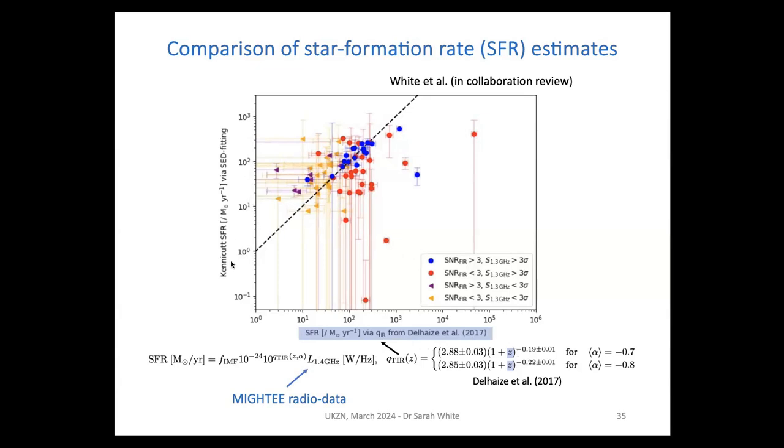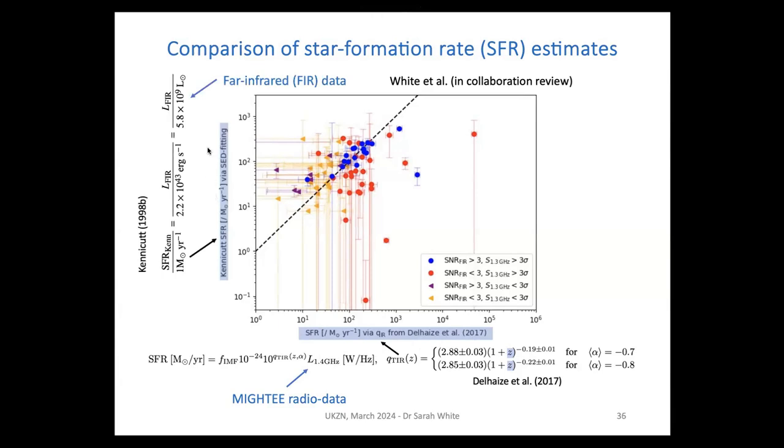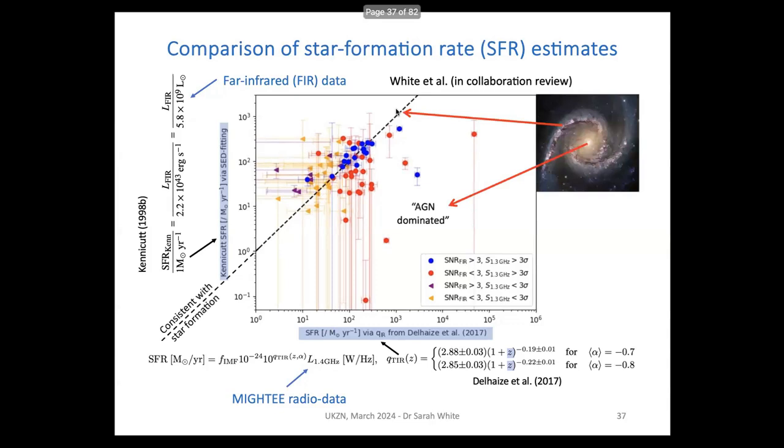And then as our independent estimate, we have another star formation rate that is based on far infrared data. And as before, if those two star formation rates are equal to each other, that's indicated by this dashed line here. This is where we expect star-forming galaxies to lie. And again, we're seeing a good fraction of the sources in this part of the plot, in which case we can describe them as being AGN dominated. So the AGN is contributing a more significant component of the radio emission than star formation.